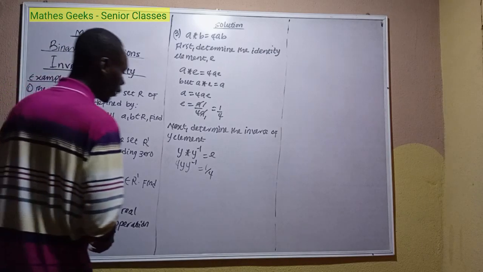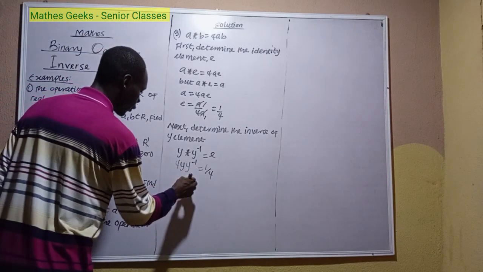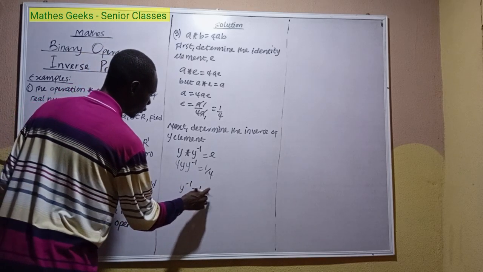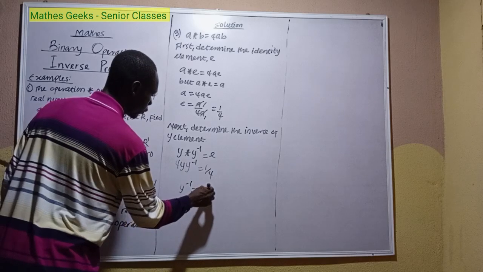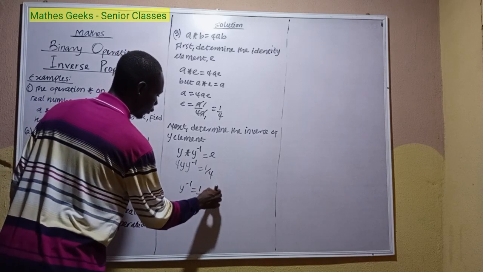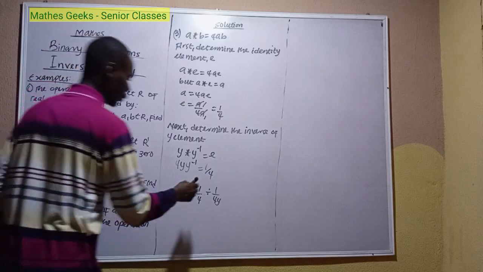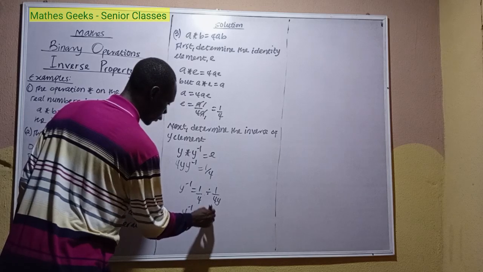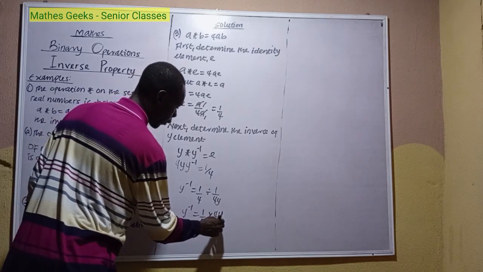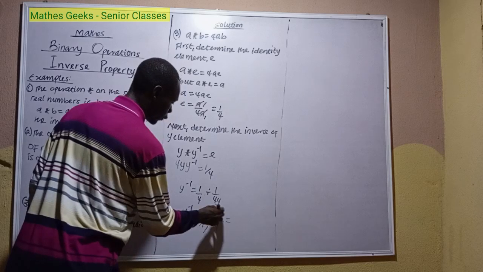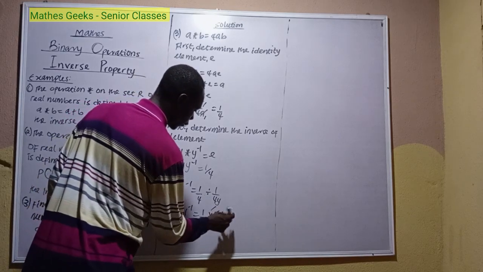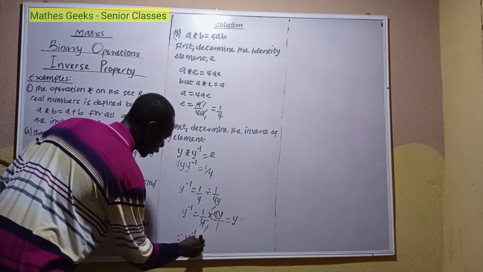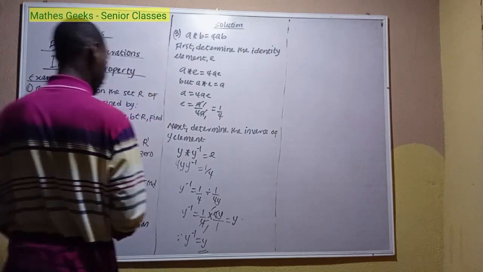So what do we do? We're going to divide both sides by 4Y. So Y inverse is equal to 1 over 4 divided by 1 over 4Y. So this will give us Y inverse equal to 1 over 4 times 4Y over 1, which is equal to 4 and Y times 1 is Y divided by 1 is Y. That's equal to Y. So therefore Y inverse is equal to Y. That's the answer.